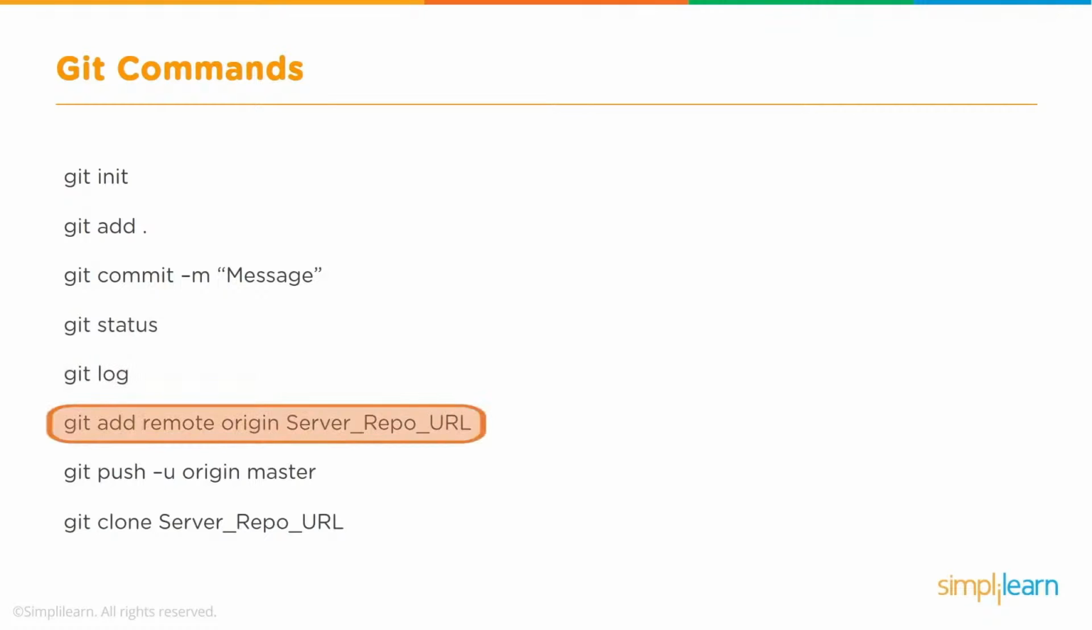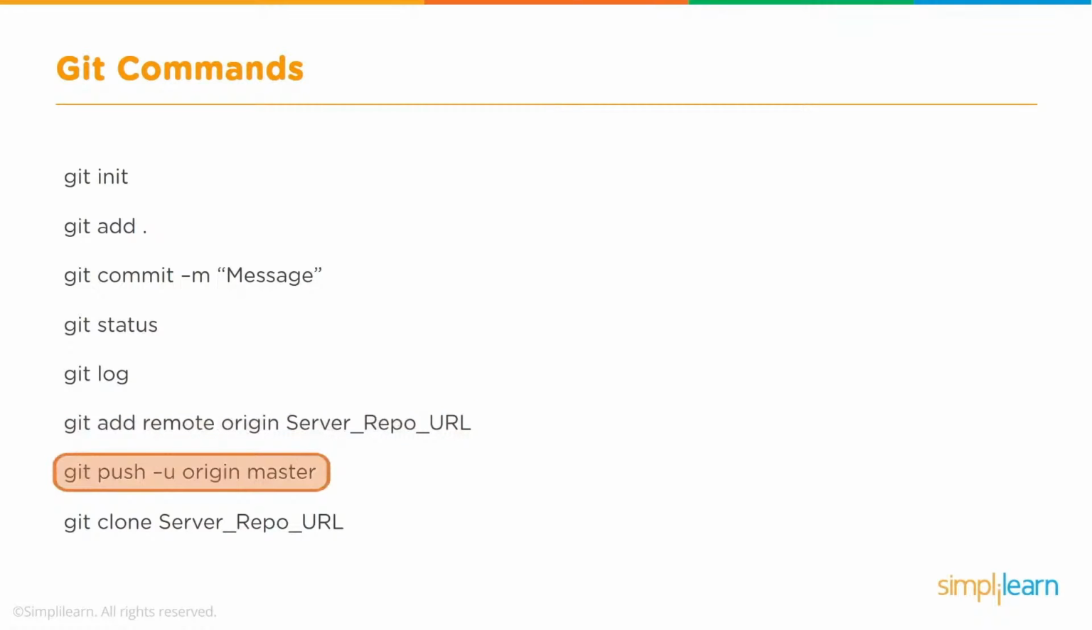Git remote add origin. This command is used whenever you want to link any local repository to a server. And this is when you want to really push a repository from the local to the server for the first time. Git push -u origin master.